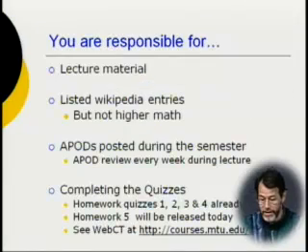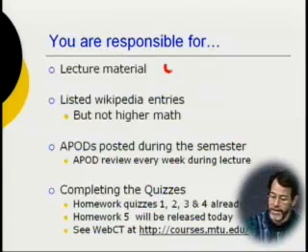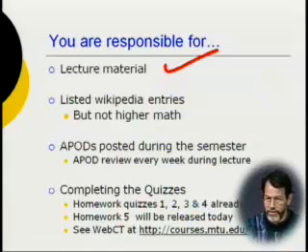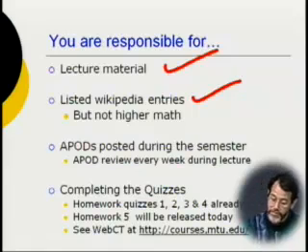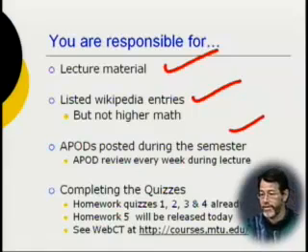So what are you responsible for in this freewheeling world of video material, video classes? You're responsible for things that I say, but only the correct version of things that I say, which is usually pretty correct. You're responsible for the listed Wikipedia entries that are listed each class, but not if they contain higher math, because this is not a class that involves higher math. You're responsible for every astronomy picture of the day posted during the semester, and I will be reviewing after this lecture the last 7, including today's.